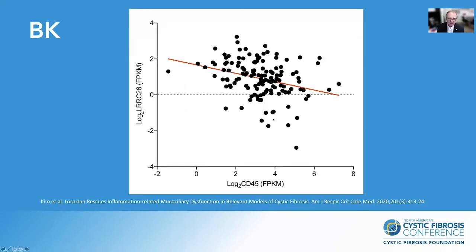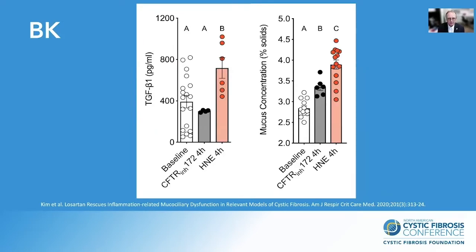Now, does it have any relevance to humans? Here are nasal scrapings depicted with neutrophil influx into the nasal airways and the expression of LRRC26. You see there is an inverse correlation. Therefore, there is clear evidence that inflammation in humans is actually related to a decrease in LRRC26 expression and therefore BK function. We went back to the sheep that I showed you already before.